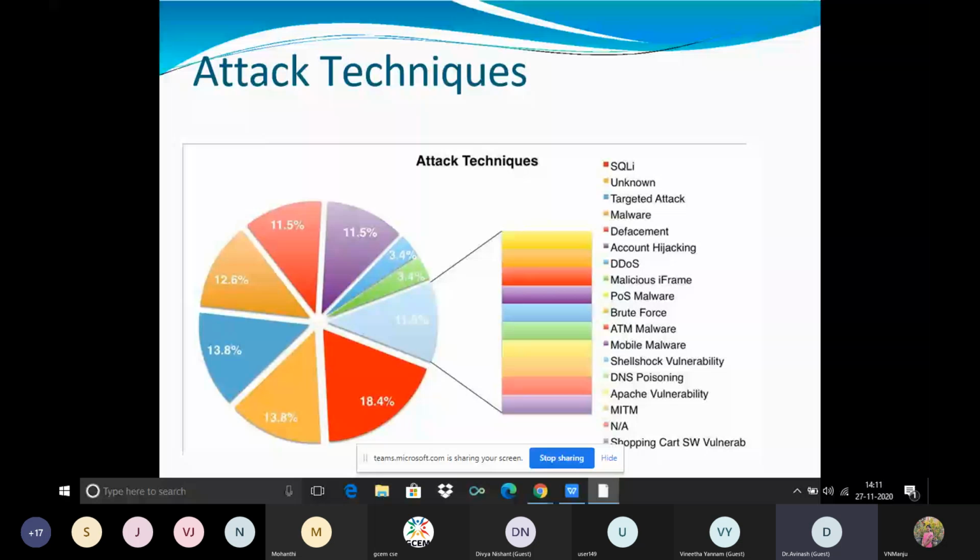Then we see a different type of attack which is shown as unknown, which is not classified. Then there could be the malware attack, the defacement attack, account hijacking attack, the denial of service, that is a distributed denial of service attack, then the malicious iframe attack. Then the next attack which I am going to talk about here is the POS malware. POS malware stands for point of sale malware.